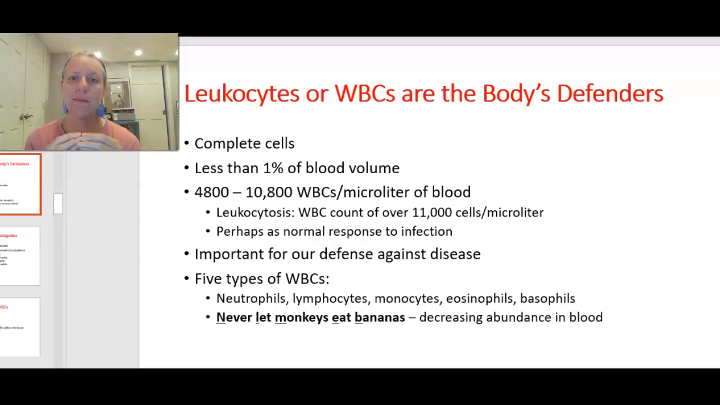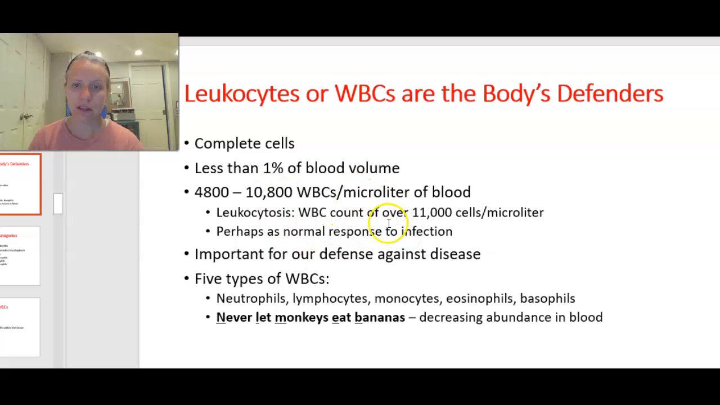Okay, so remember, white blood cells are considered complete cells because they do have nuclei and organelles, but they make up very little percentage of the total blood volume, right? Less than 1%. We remember there's about 4,800 to about 11,000 cells per microliter. So that's a tiny, tiny bit of blood, okay? So if you have a higher number than that, we say that someone has leukocytosis.